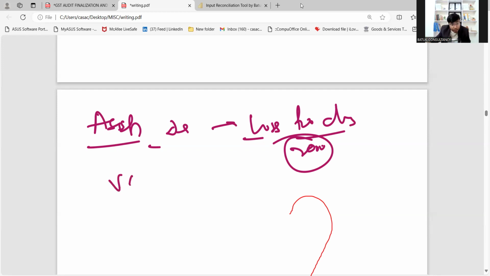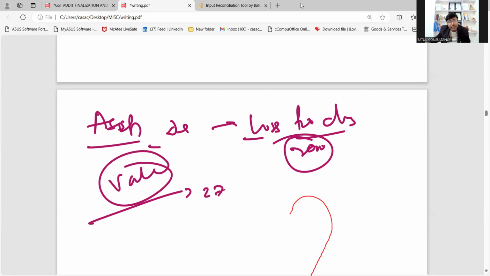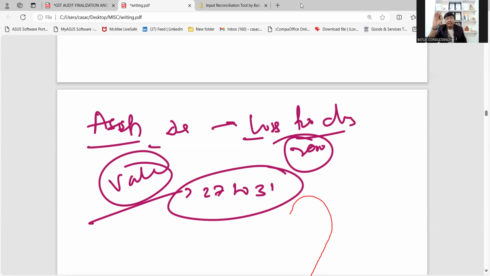Now how will we arrive at the value? For calculation of value we have various valuation rules. Rule number 27 till rule number 31 will decide the value of that business asset and we will charge GST on that, whether there is a consideration or no consideration, because this falls under the definition of Schedule 1.